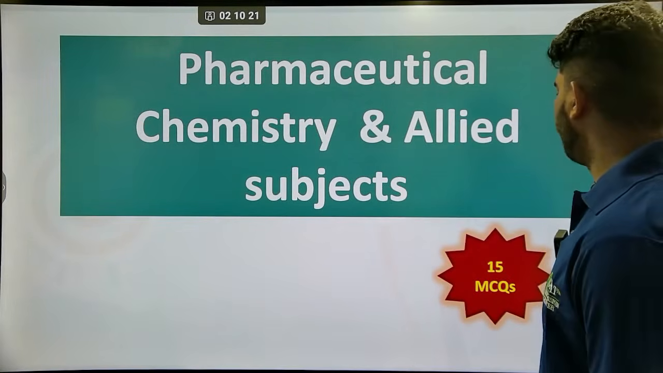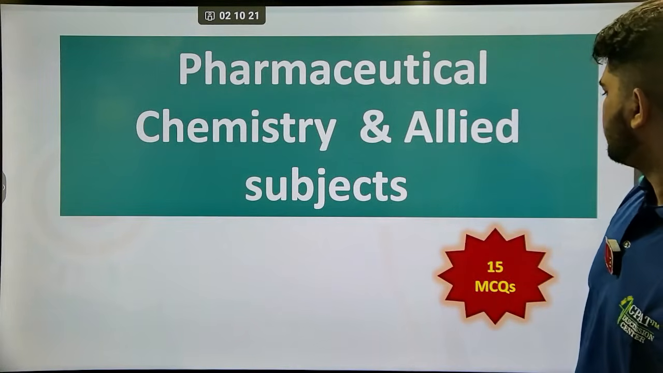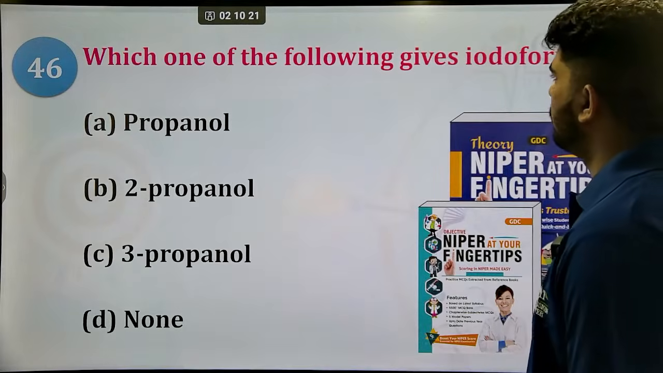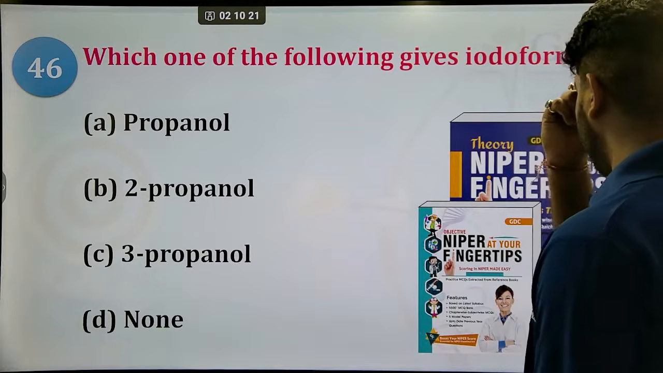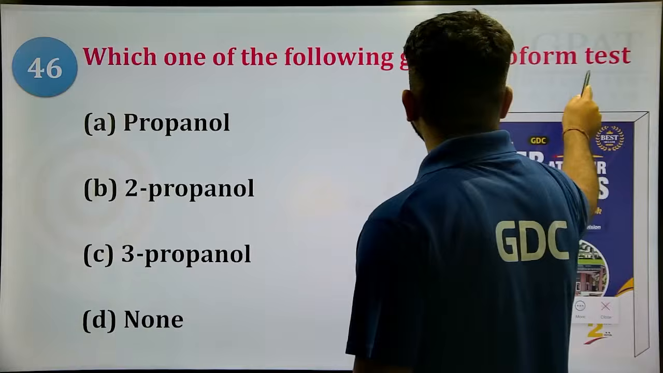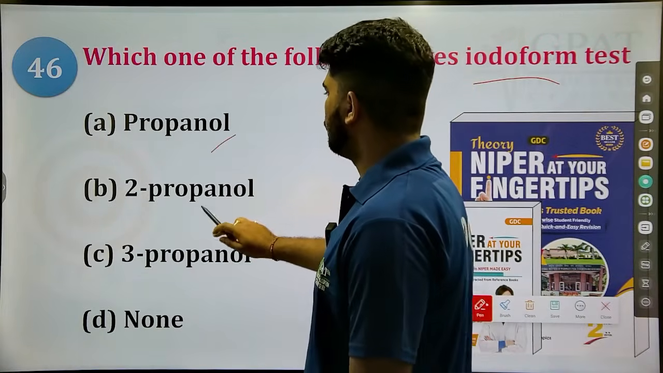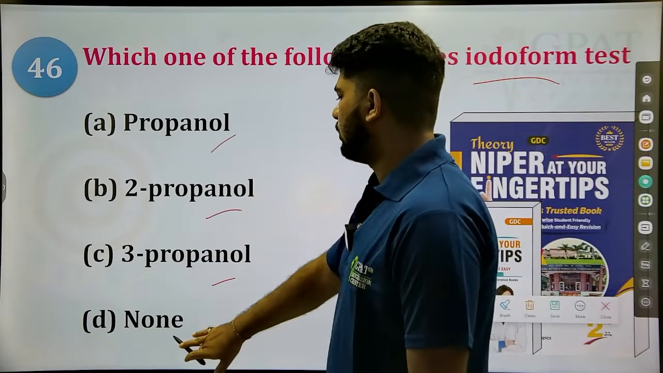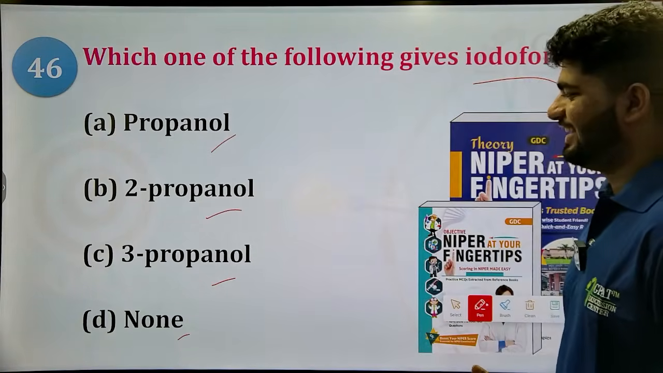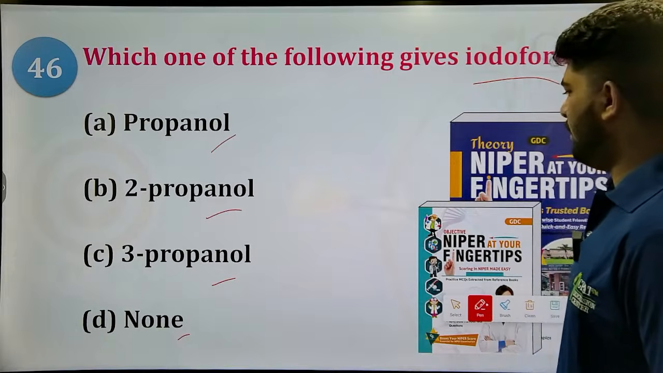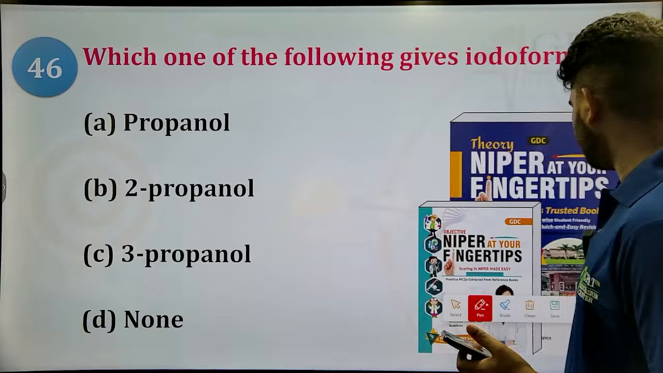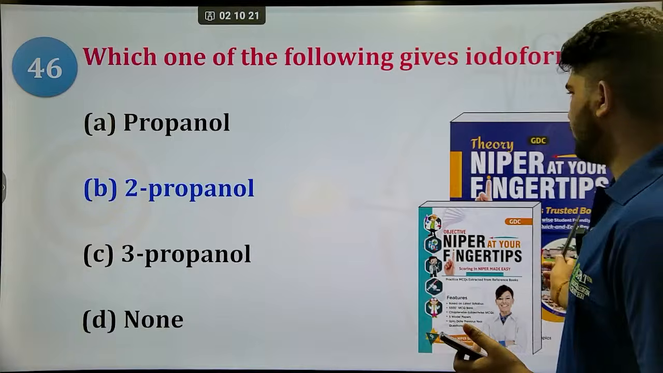Now, pharmaceutical chemistry and allied subjects, 15 MCQs. Okay. Which of the following gives the iodoform test? Is it 1-propanol, 2-propanol, 3-propanol, or none of these? Iodoform test, guys. This is your 2-propanol.